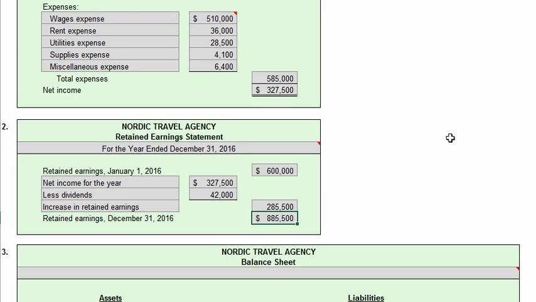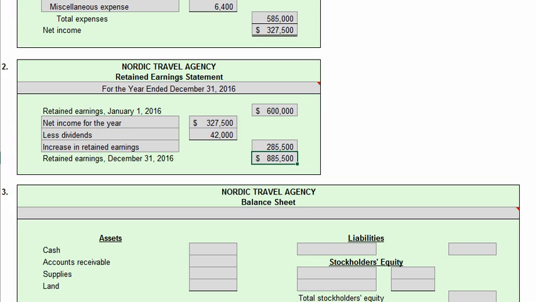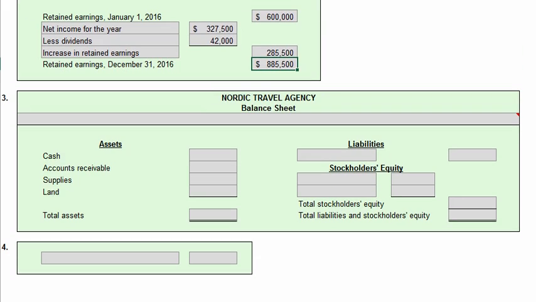Okay, let's move along to the third instruction. Prepare a balance sheet as of December 31st, 2016. You guys, our balance sheet doesn't cover a period of time like the income statement and retained earnings statement did. Instead, our balance sheet is prepared as of the last day of the year, or as of a specific date. In this case, the last day of the year. It would always be the last day of the accounting period.